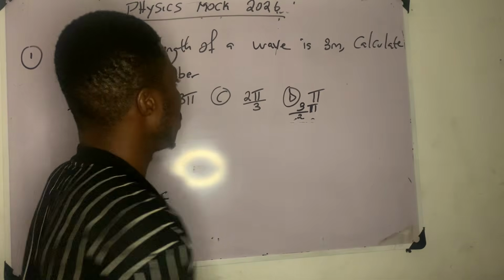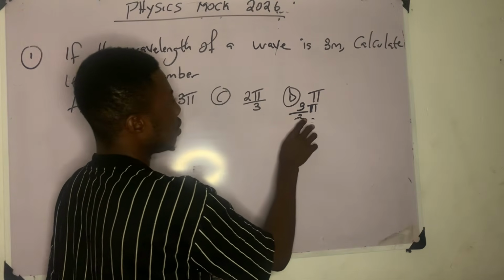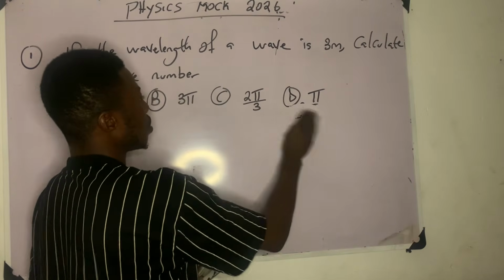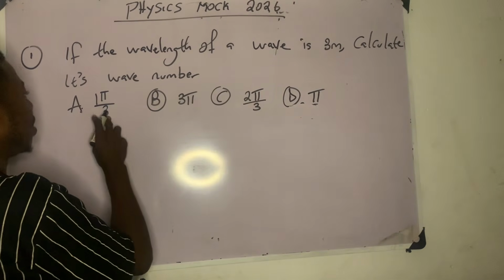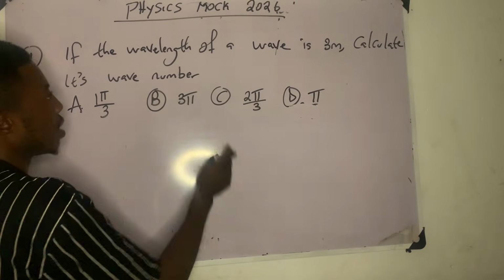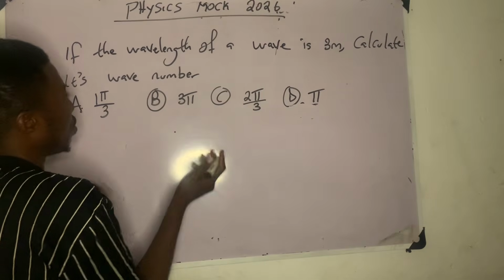Now, looking at the question we have, A is equal to 1 pi over 3 and this thing. Before that, let's solve. So, which formula are we going to use?